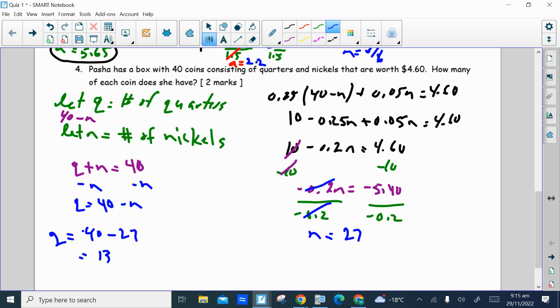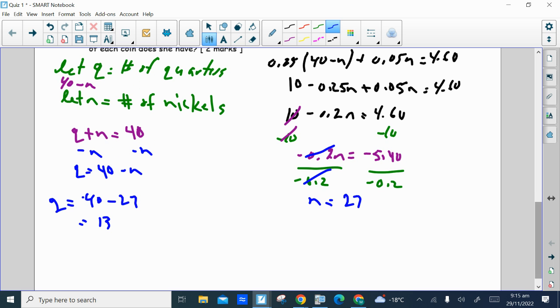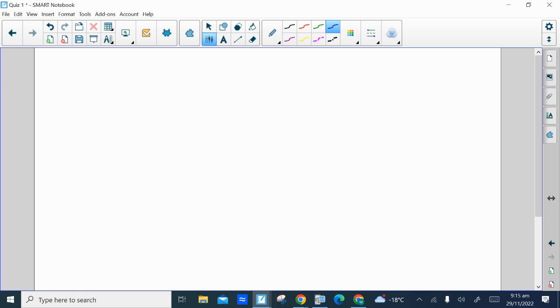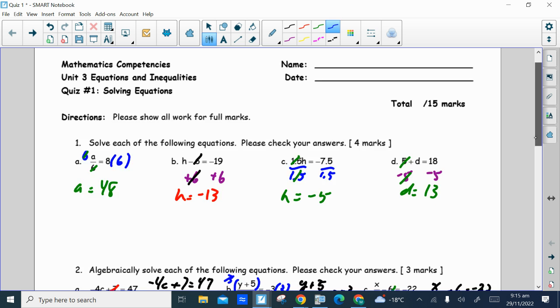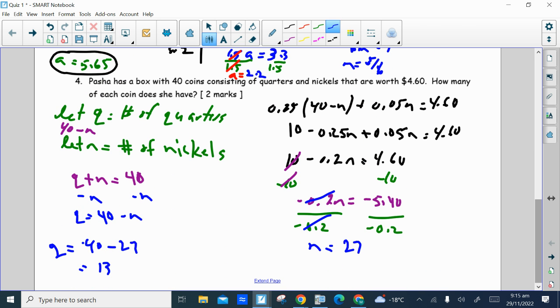So there's the answer, and you just want to write a concluding statement there. Okay? So again, hopefully you corrected your mistakes. You can use this to study for your test tomorrow. Again, cover up the answers. See if you can do the questions without looking.